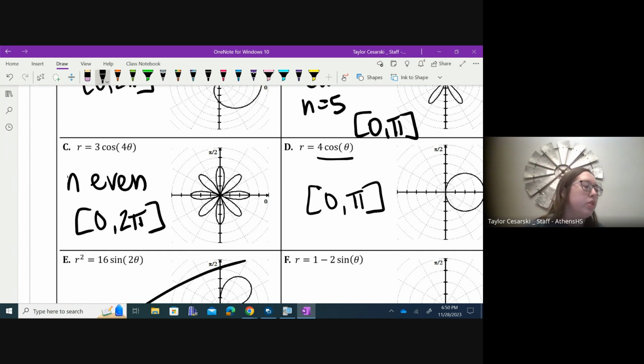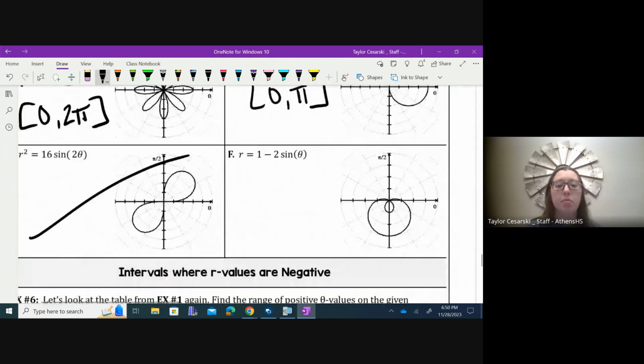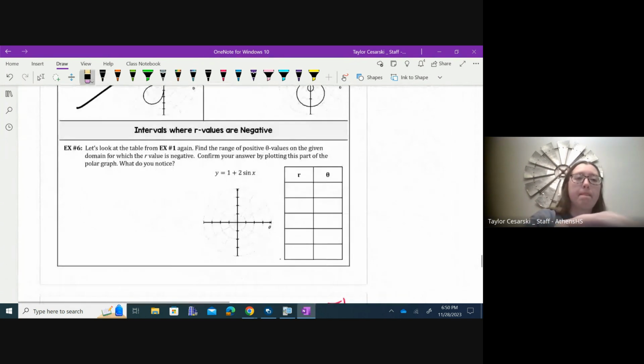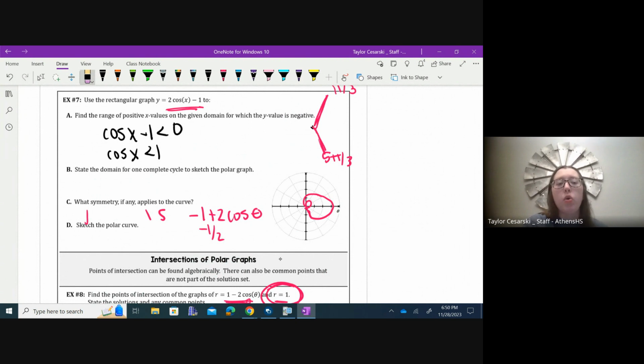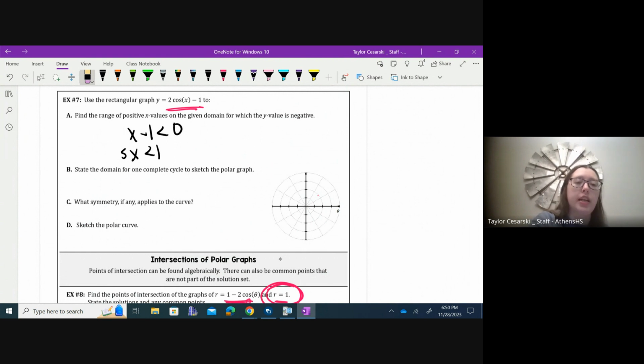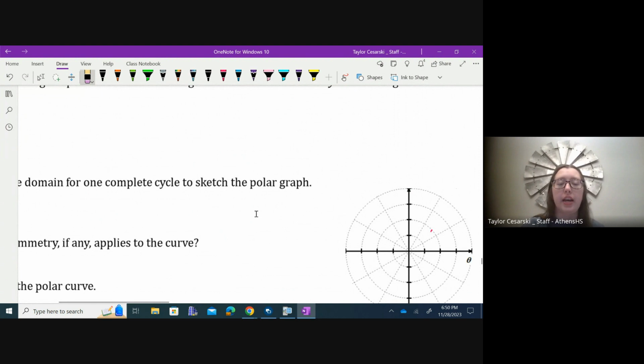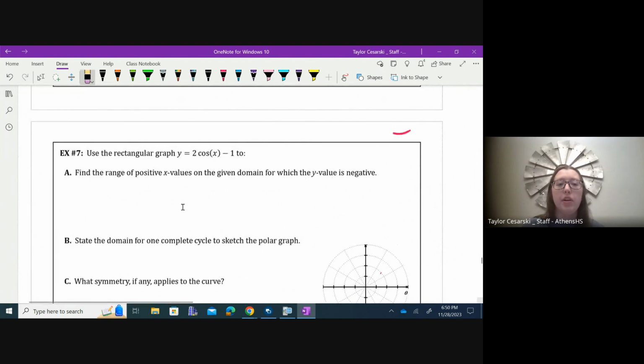All right, so let's go ahead and then look at example number 7. No more answers. So it says use the rectangular graph. Rectangular just means my normal x and y. So make sure, remember when we converted to rectangular coordinates, that's what was at x and y. 2 cosine of x minus 1. And we want to find where the y values are negative.